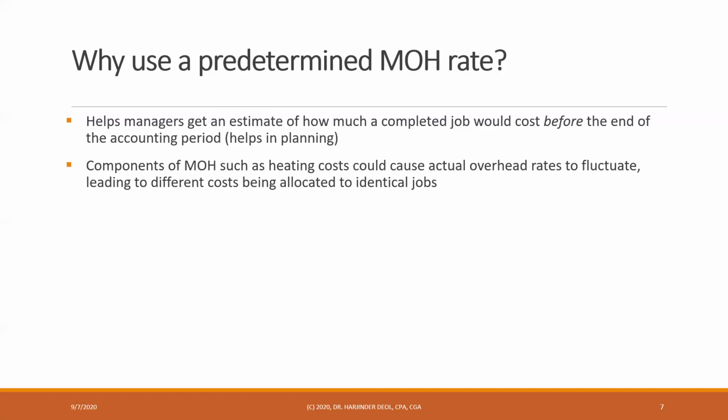Secondly, components of manufacturing overhead, such as heating costs, for example, can cause actual overhead rates to fluctuate. And this could result in different costs being allocated to identical jobs given the differences in the time of the year they were performed. That's not a good idea. You want to have some uniformity to your costing system. And finally, using predetermined rates helps in simplifying record keeping for the accountants.